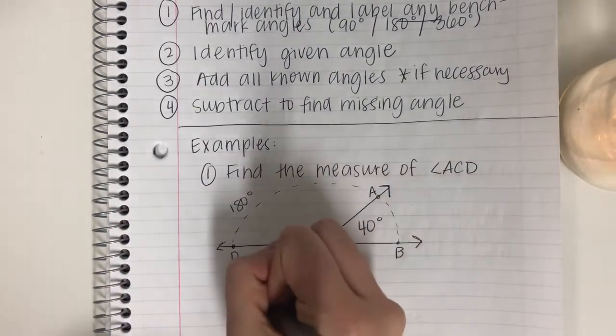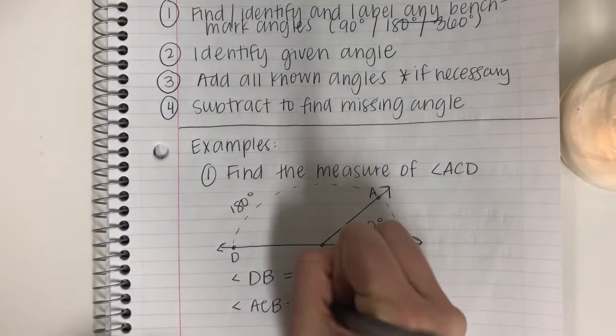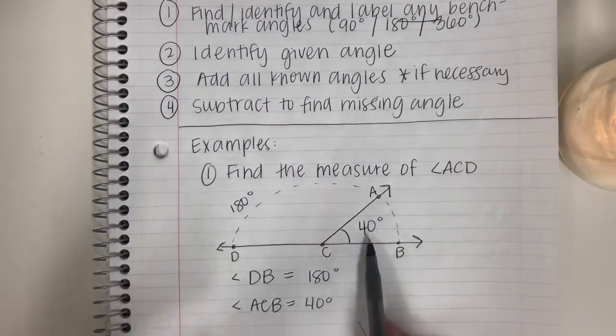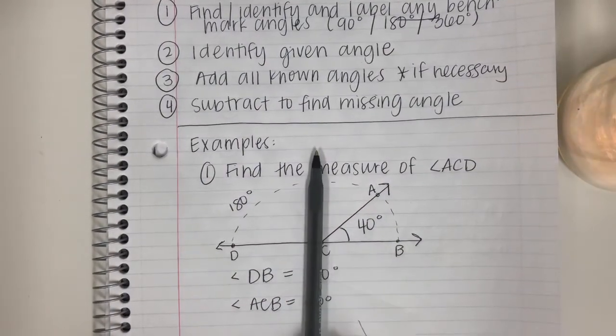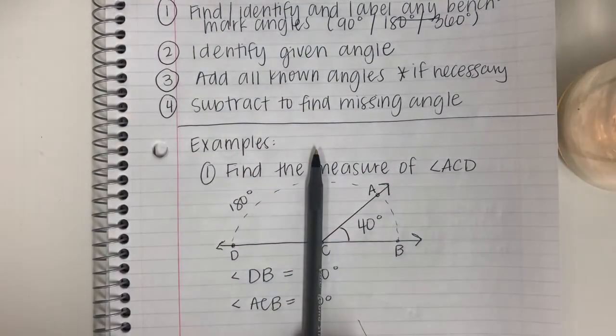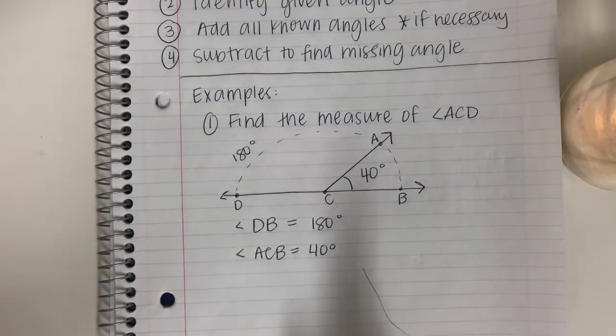So I'm on step 2. ACB equals 40 degrees. Add all known angles. Well, they only give us one, so we don't need to add any up. If they would have given us another one here, we would have to add up these two and then subtract to find here. We can skip step 3 for this one. So now we're going to subtract to find the missing angle.